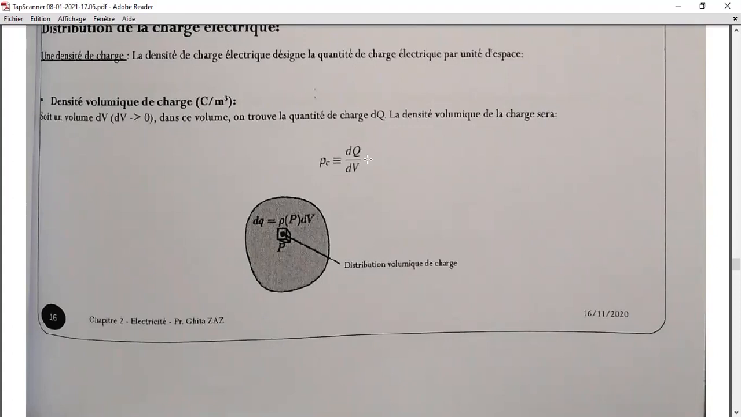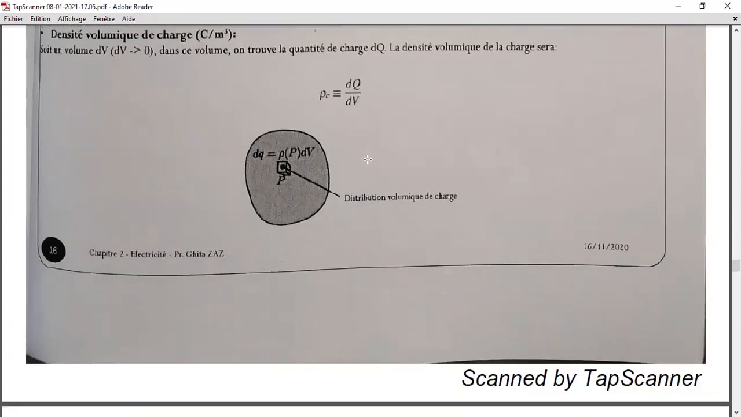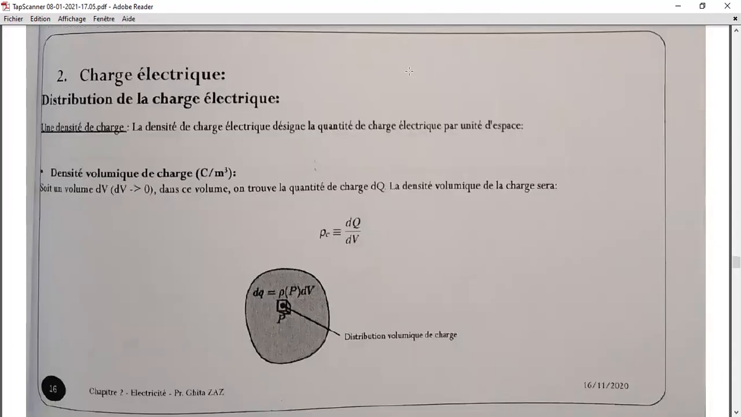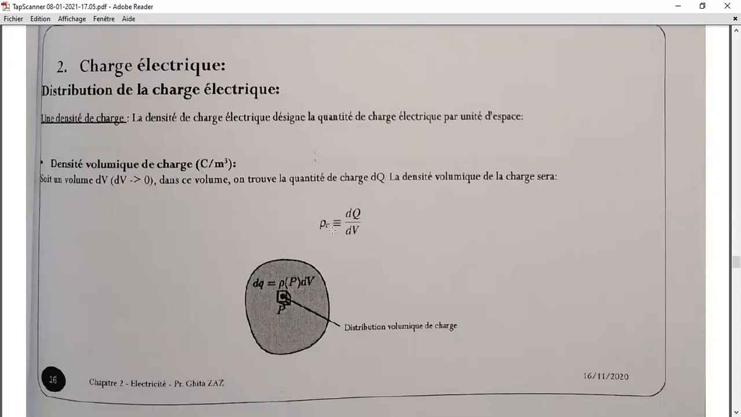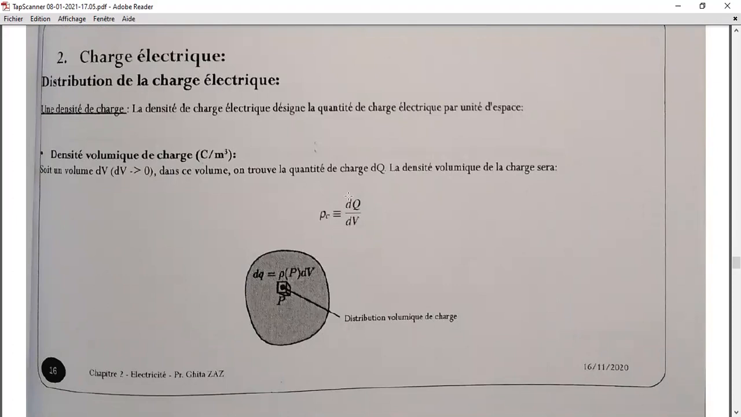Are there any questions? Yeah, that's an equal sign with three lines. It's basically just an equal sign. There's a mistake; it's supposed to be just two lines. So this one you just have to know the formula, and most of the time they specify the density volumic of the charge, so you know which formula you have to use.